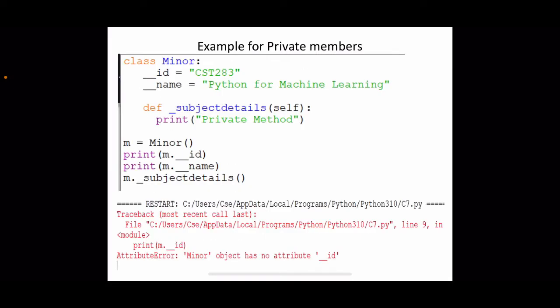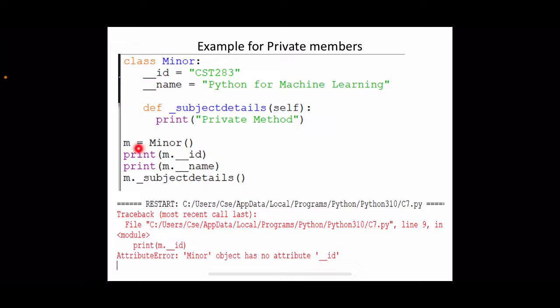So you can see here the same class Minor with two variables. Here they are defined with a double underscore, right? That means these two members are private to this class, and this method is protected. That means its subclass can also access this subject details method, whereas these two members are purely private members to this class. They should not be accessed outside this class.